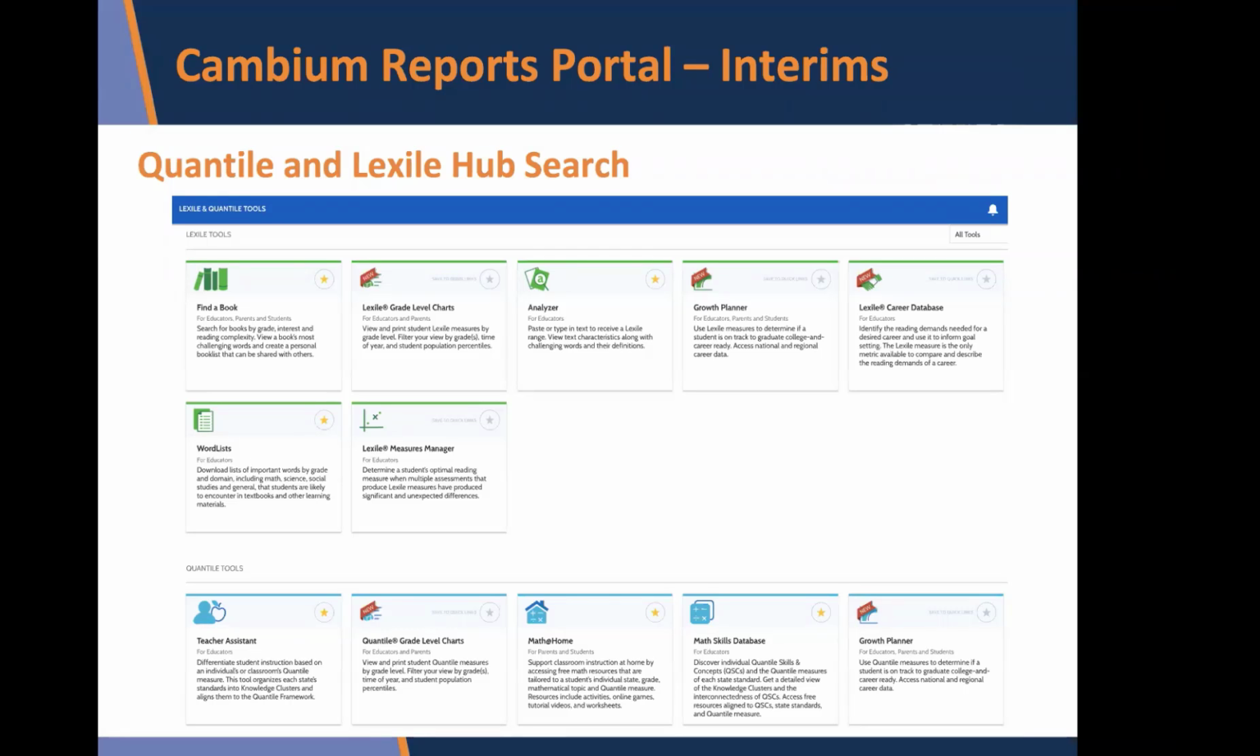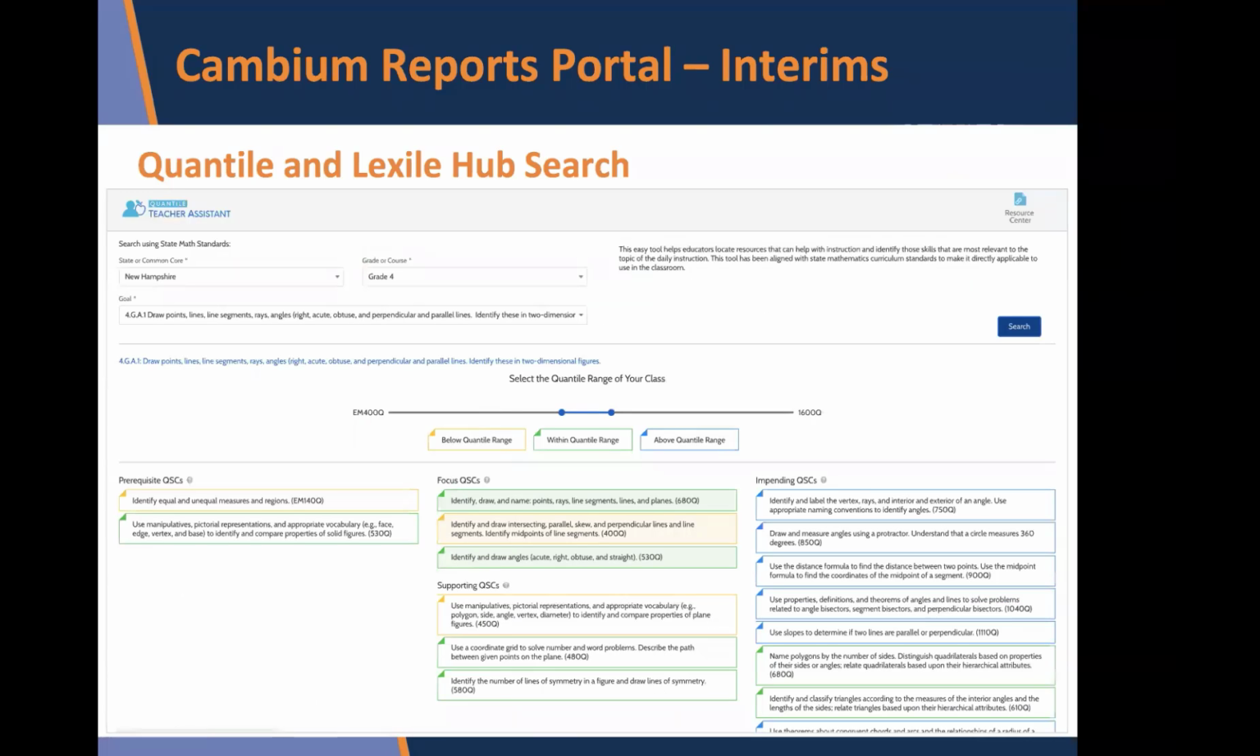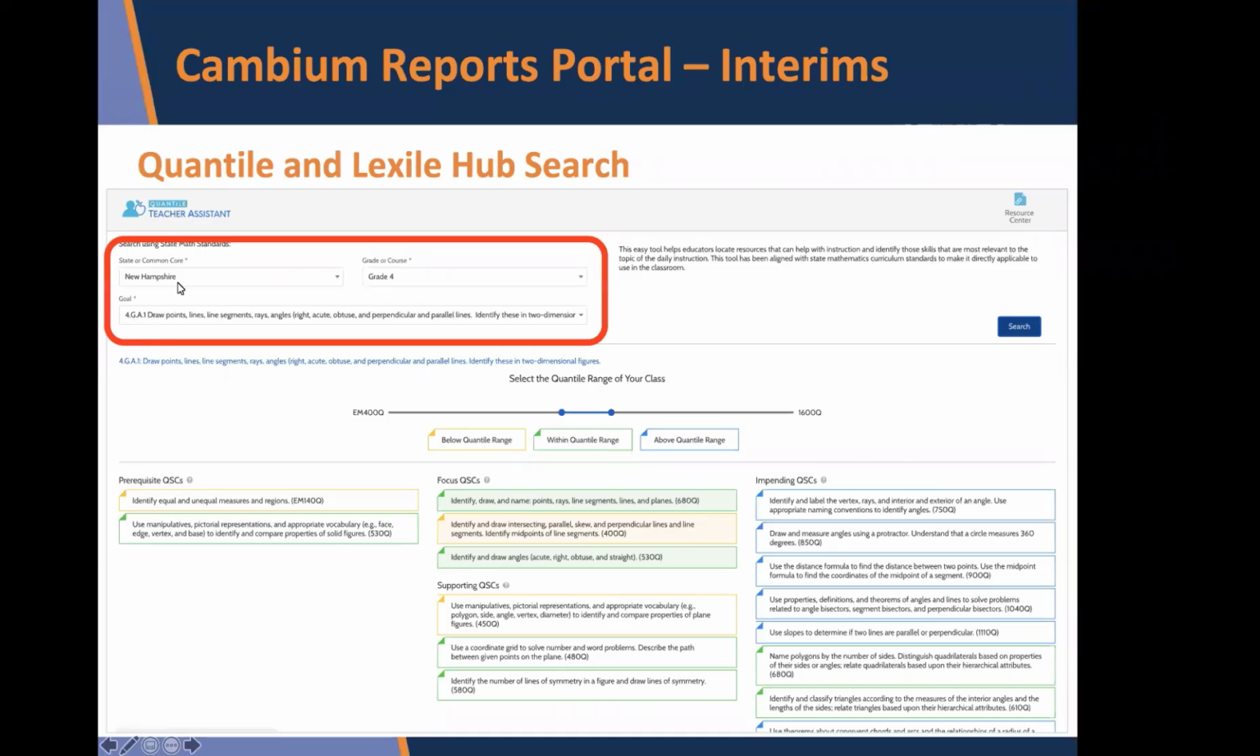Anne and I are relatively new members of it, and you don't get inundated with tons of emails, by the way, either. So that's been nice. But if you go in here to the teacher assistant, there's also this little area, the math skills database, that is also super helpful. So if you search here, you can see that I have searched, I'm looking at New Hampshire, grade 4, and this is a specific standard that I'm looking for.